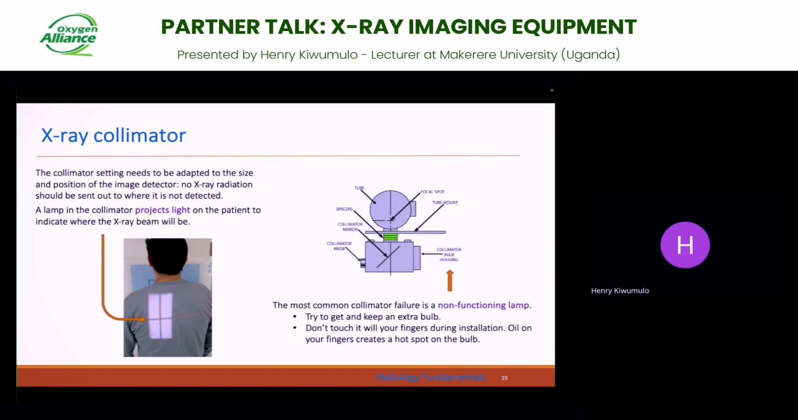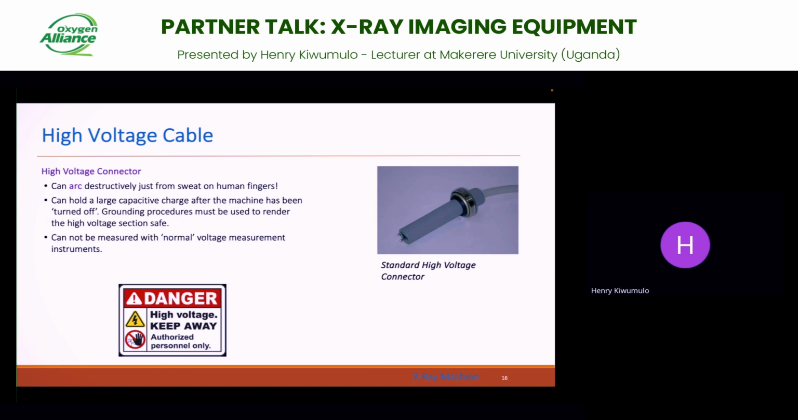Now, the collimator has basically two main failures, and one of them is normally that the bulb blows, or a non-functioning bulb. The other issue, of course, is that when you are replacing this bulb, you shouldn't touch it with your fingers because of the oil that can create a hot spot on the bulb. So one has always to be cautious as he replaces this bulb within the collimator.